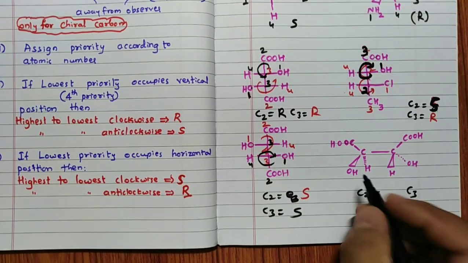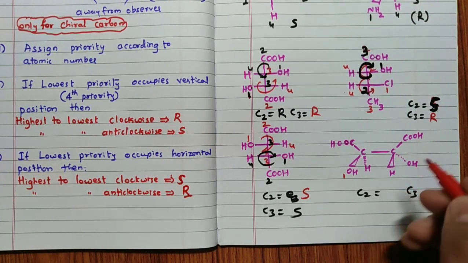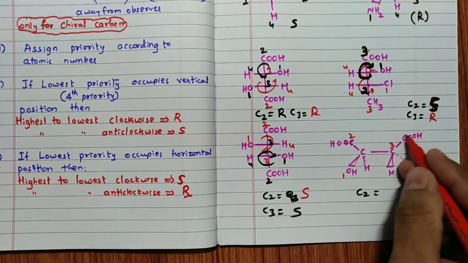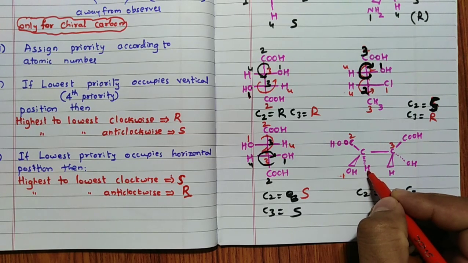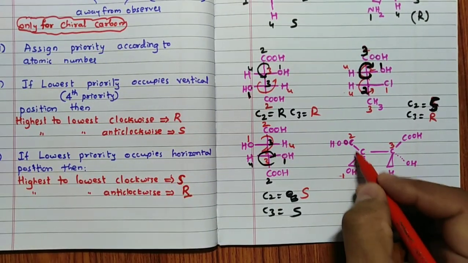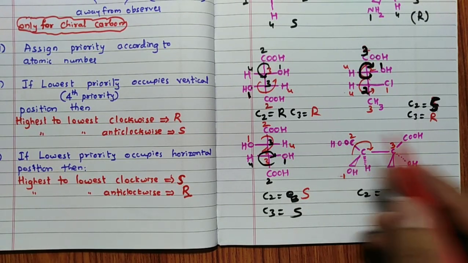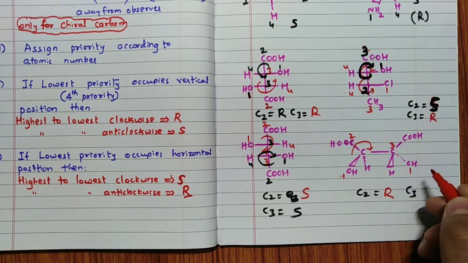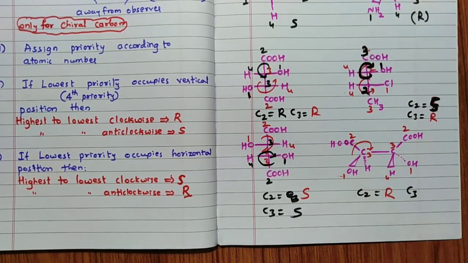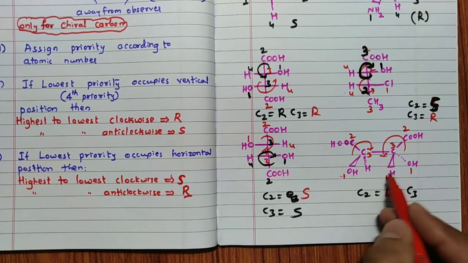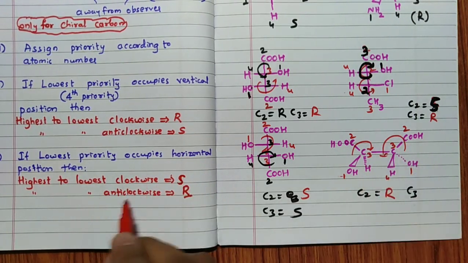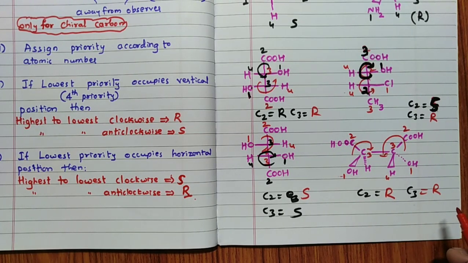Now here you can see first priority, second priority, third priority is this one because CO, CC. Here COO, 2 oxygens. Now hydrogen is present away from the observer, which means vertical position. So 1, 2, 3 like this, it is a clockwise direction. Clockwise means it is R. Now first priority is this, second priority is this, third priority is this, fourth priority is this. Now 1, 2, 3 like this, anti-clockwise. But here hydrogen is present in the horizontal position, away from the observer. So anti-clockwise means it is also R. So C3 is R. Like this, remember RS configuration.